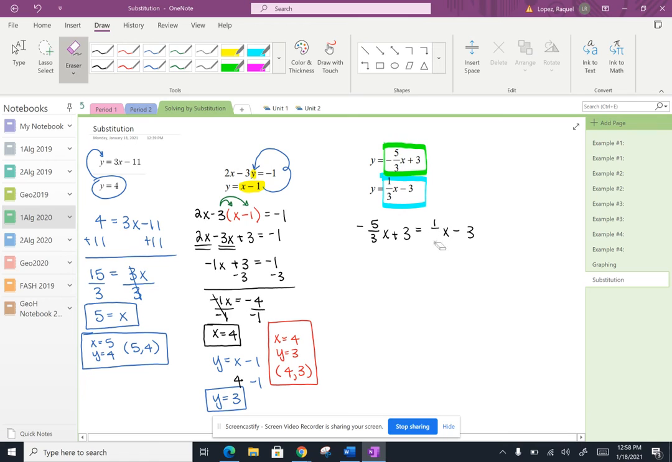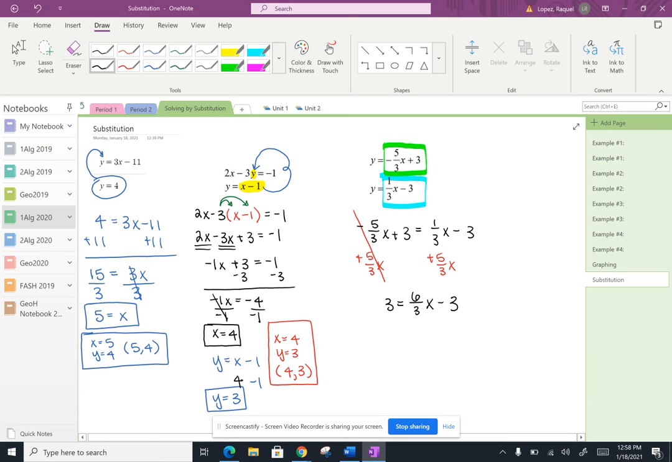Okay, the first thing I want to do is get all of my x's over to one side. I want to add 5/3 x to both sides of my equation. So this is going to reduce to 0 plus 5/3 x. So I end up with 3 equals 1/3 x plus 5/3 x minus 3. Both of these fractions have the same denominator, so we can focus on the numerator. 1 plus 5 is 6, so I end up with 6 over 3 x minus 3.